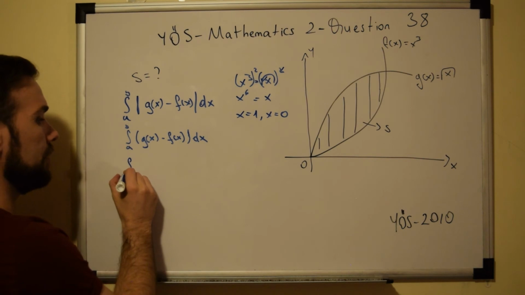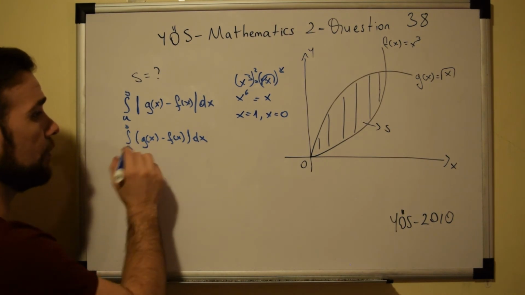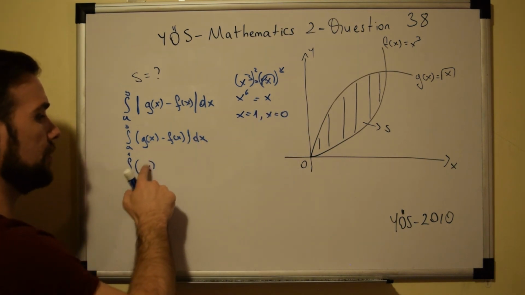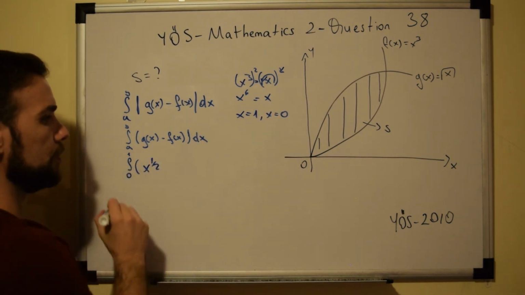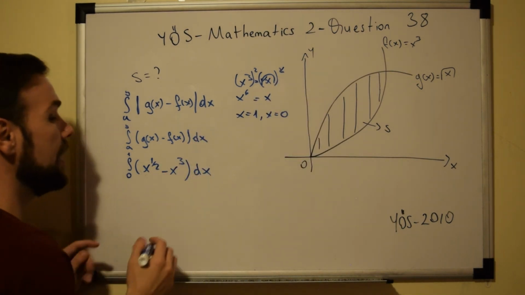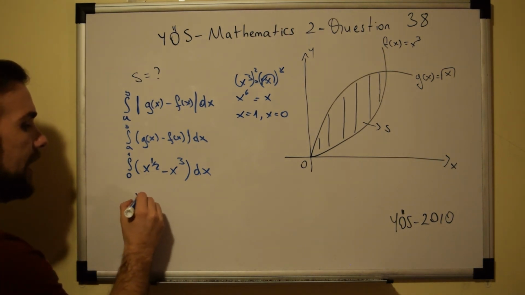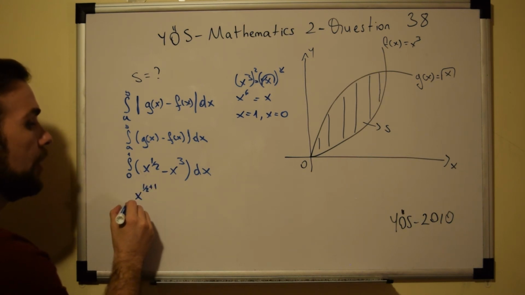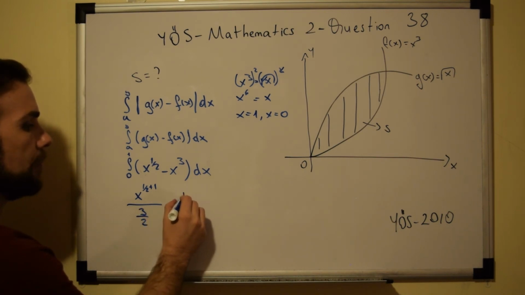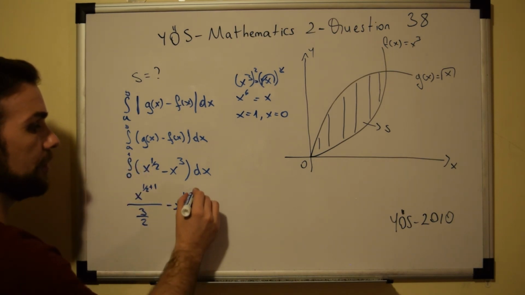So we know the integral from 0 to 1, for gx, which is equal to the square root of x. What is another way of writing square root of x? We know it is x to the power of 1 over 2, minus fx, which is x to the power of 3, times dx. So what is the integral of this expression? We have x to the power of 1 over 2 plus 1, over 3 over 2, minus x to the power of 4 over 4, for the values of x from 0 to 1.